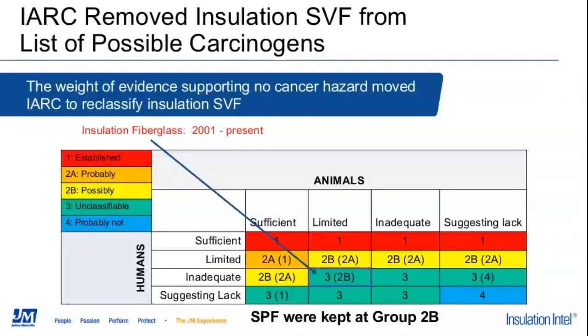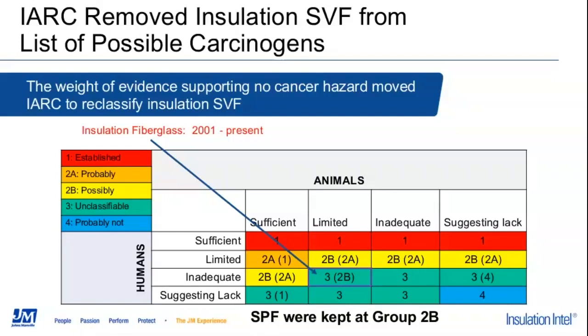Thank you, Kim. As of 2001, we had developed the animal science, as we discussed, and we had an update to the Epi cohort study that Kim discussed. So we went back to IARC, and you can see that we got a change in classification here. Whereas previously, the human data has always been inadequate.